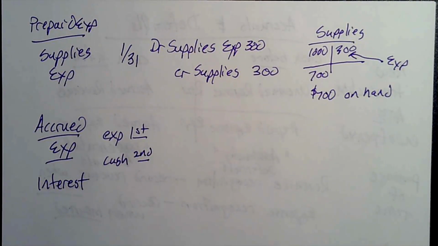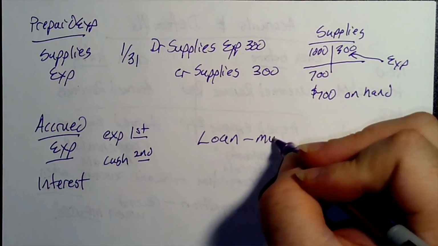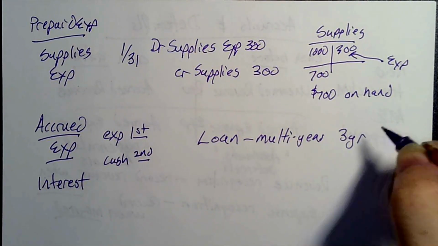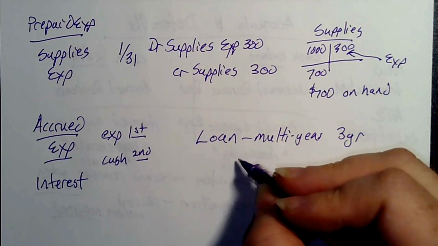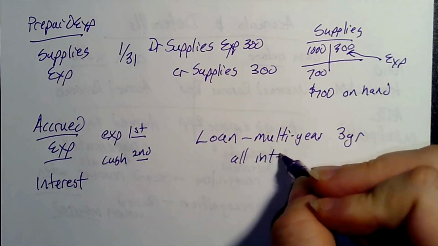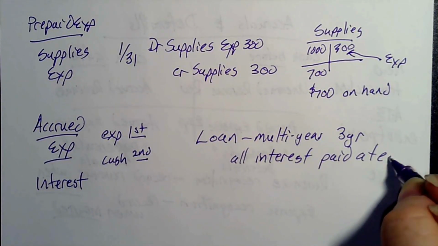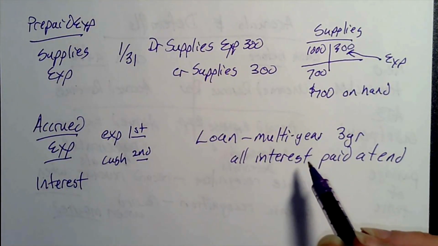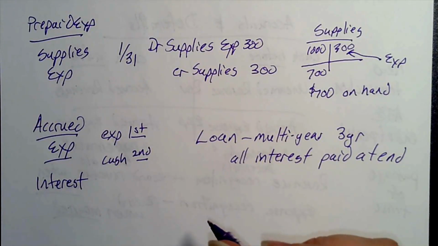The example in the book says we have some sort of loan out there, and let's say the loan is a multi-year loan. Maybe it's a 3-year loan. Now, at the end of the first year, we're not going to pay any of the interest. All of the interest is paid at the end. But remember, whenever we do the financial statements, if we had use of this money from the loan for a certain part of the year, we're going to have a certain amount of interest expense for this year.